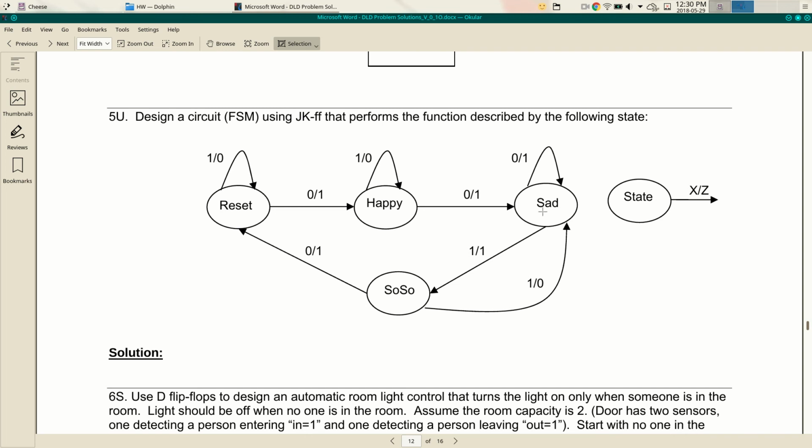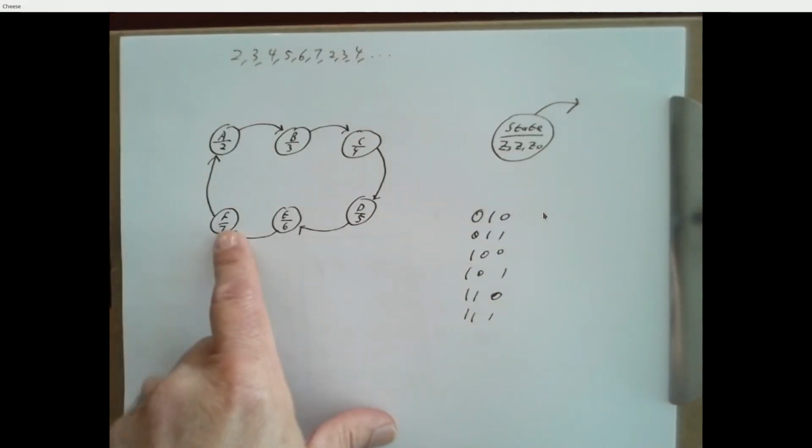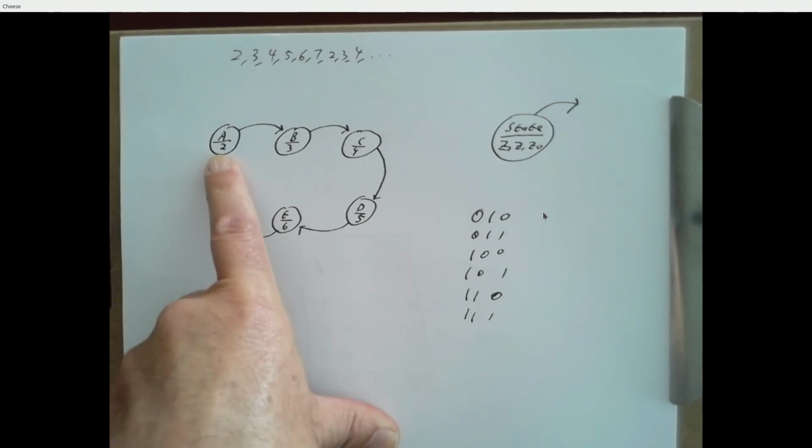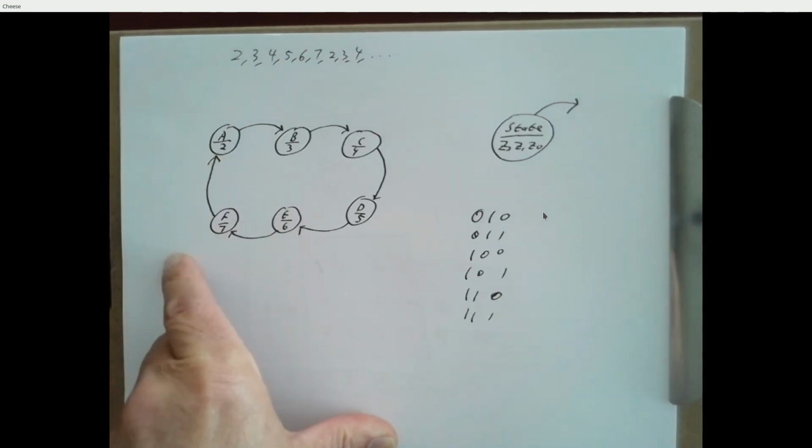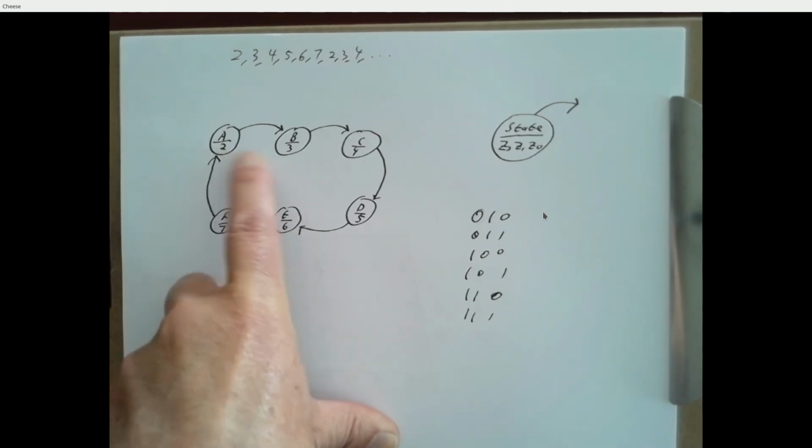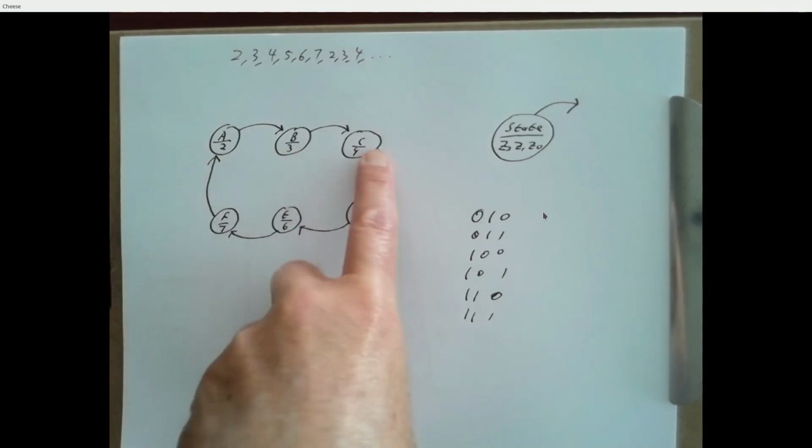Well, once you have that, this is no different from this. There's no inputs here, and there's no outputs other than the state outputs. It's really just saying if you're in this state, your next state's going to be B. If you're in B, your next state's going to be C.